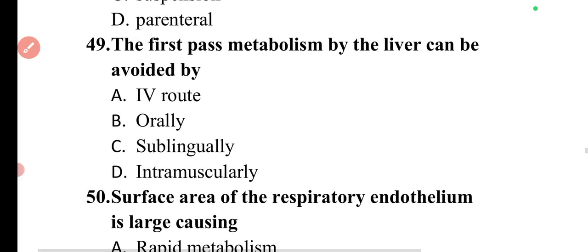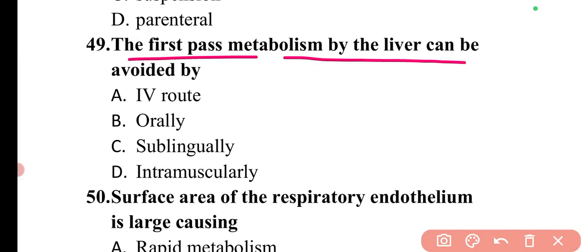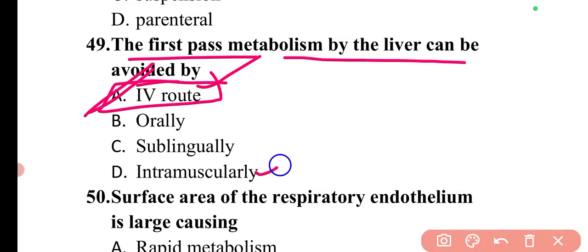Then the next question is, the first pass metabolism by the liver can be avoided by, so by giving with what route of drug administration first pass metabolism can be avoided. So with IV route also we can avoid the first pass metabolism, and with intramuscular route we can also avoid the first pass metabolism. But if different forms are there, so you can simply choose the IV route, because this one will be the most preferred, in which the first pass metabolism is avoided and the whole drug is given in the systemic circulation.